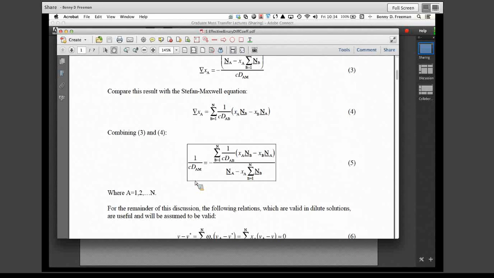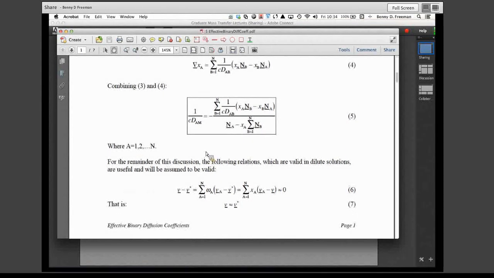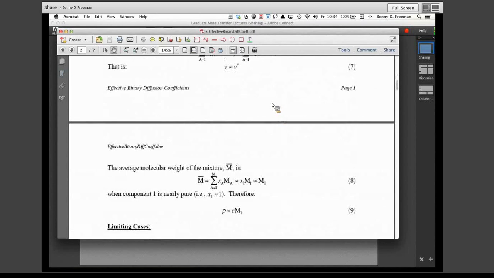And so we will use this to develop expressions for these effective binary diffusion coefficients in multi-component mixtures for a number of simplified cases. We will also assume that we're very often working in situations where we're dilute in one component that we're interested in knowing its transport properties, and so we'll assume that the mass and molar average velocity are the same. That can be relaxed, but that makes the following discussion somewhat simpler.